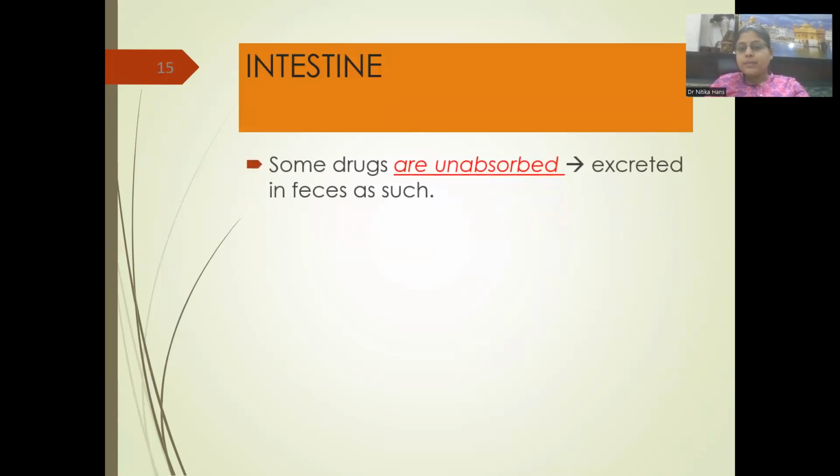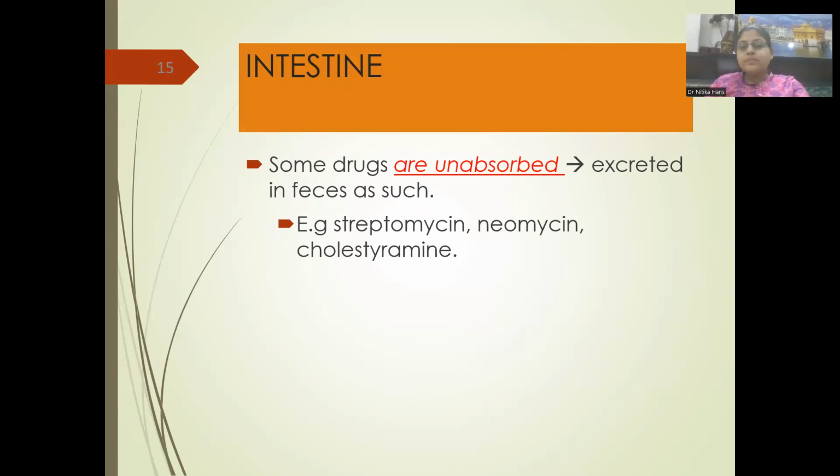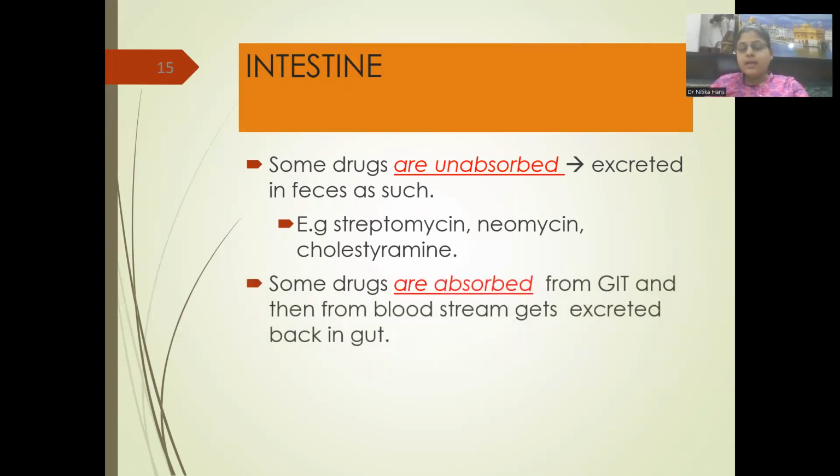Intestine: some drugs are unabsorbed and excreted in feces as such, like streptomycin, neomycin, and cholestyramine. These are aminoglycosides and a bile acid sequestrant, cholestyramine. They are unabsorbed and excreted in feces as such. Some drugs are absorbed from the GIT, reach the bloodstream, and then get excreted back into the gut.